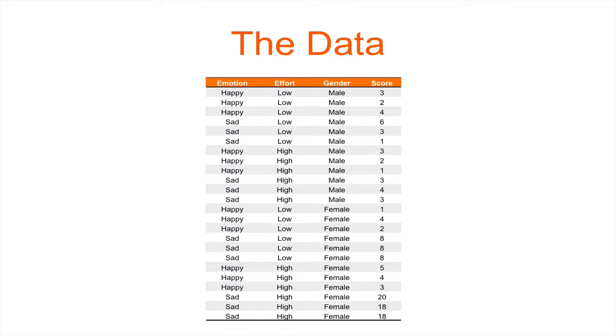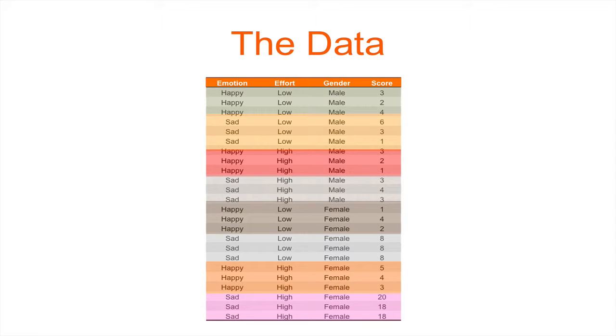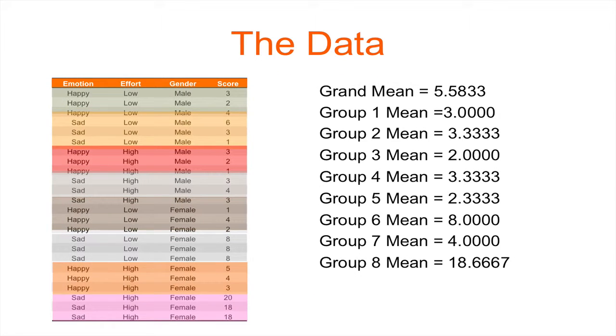So if we split that table, we can see each of our variables has 2 levels. 2 times 2 times 2 is 8, so we've got 8 different groups, and the first thing we need to do is calculate the means of our 8 groups, because that's going to be important in a second. We also need to calculate the grand mean, which is just the mean of all those means.